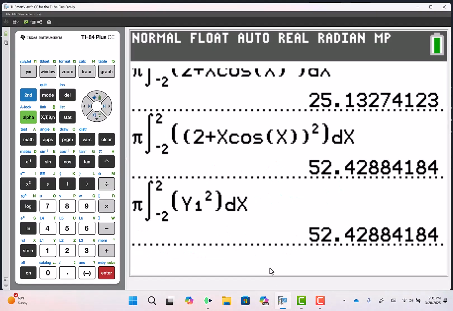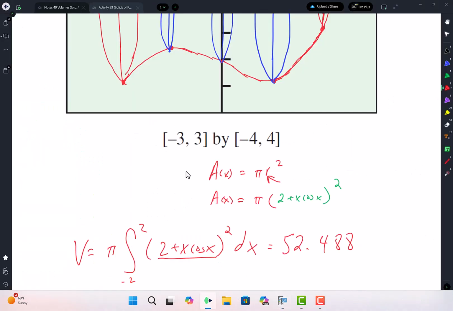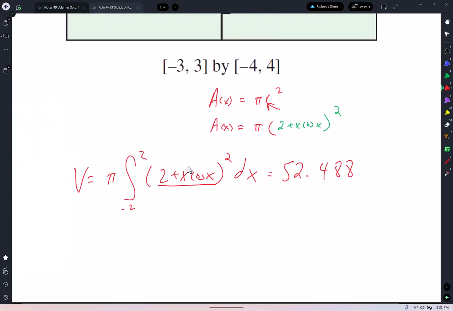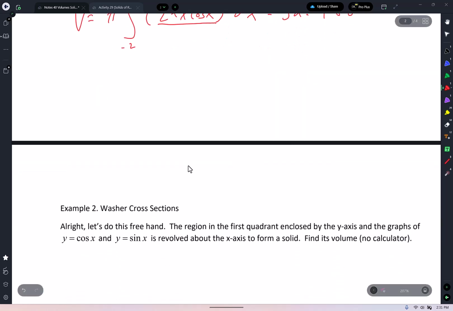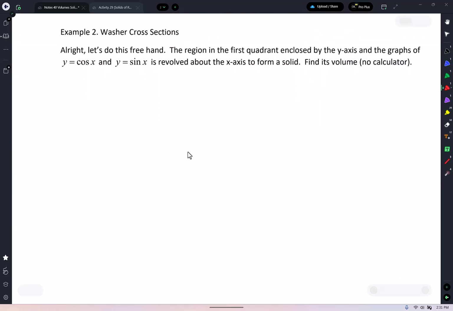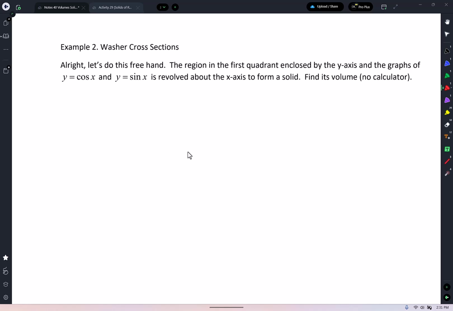What did you guys think of the first one? Not bad, right? So it's the same as what we were doing yesterday. We're just adding up an infinite amount of cross sections. All right. Do you guys remember from pre-cal? You're going to like this one, I hope.